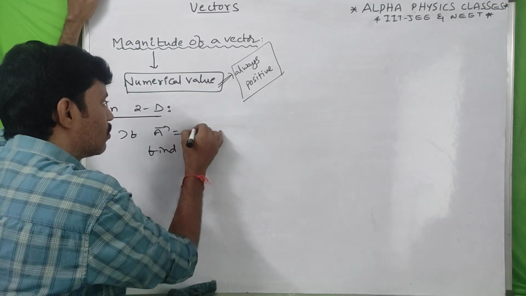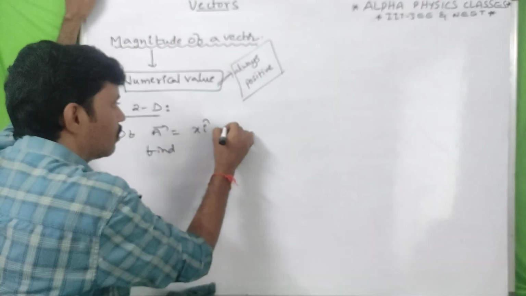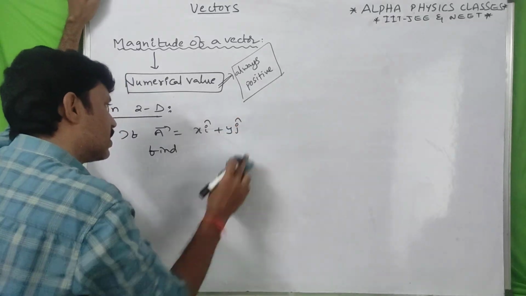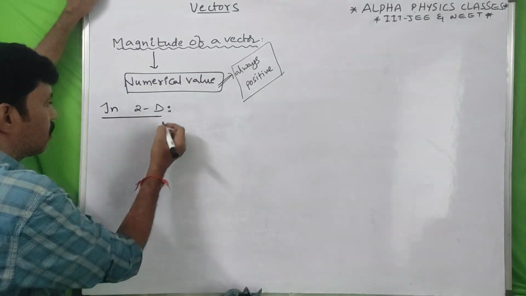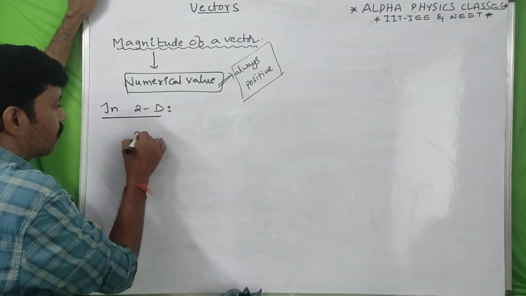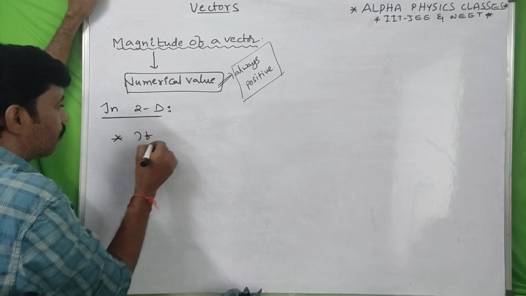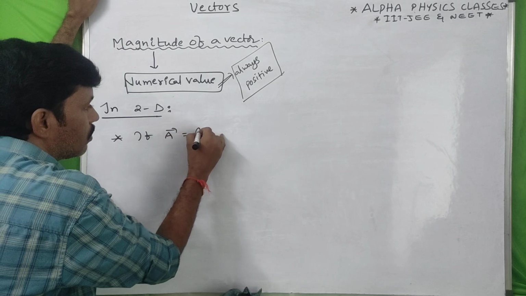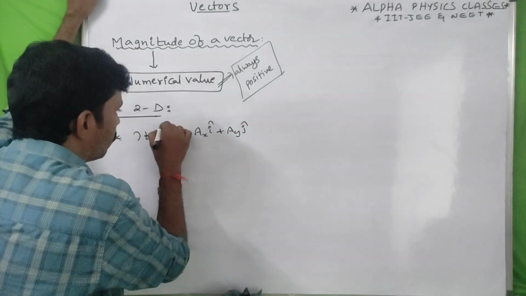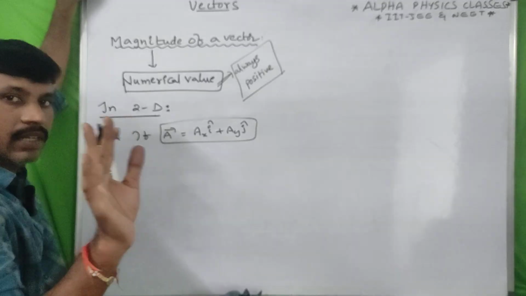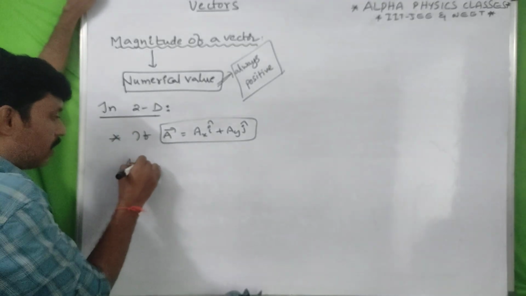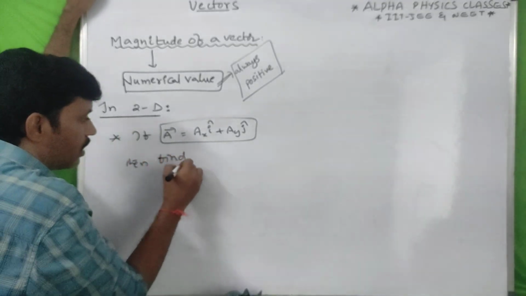So if a bar is equal to x i cap plus y j cap, otherwise no need to write this one. This one you can write, it is very easy to understand. If a bar is equal to ax i cap plus ay j cap, this is the a bar vector, let us consider. Then the question is find modulus a bar. Modulus a bar means magnitude of vector a bar. Okay, we can find that.